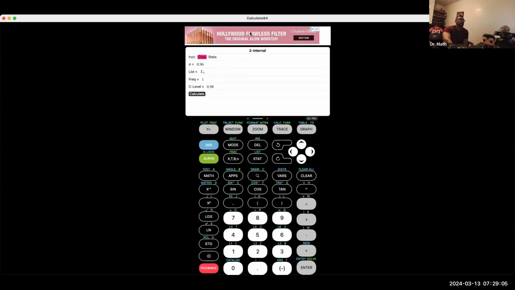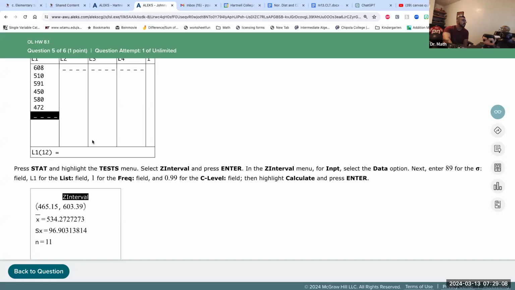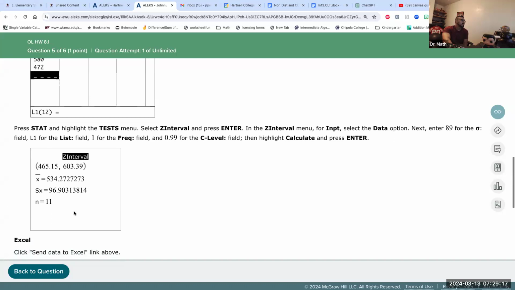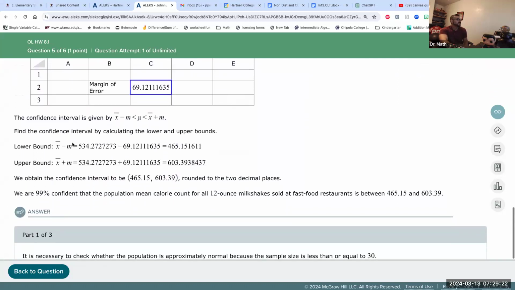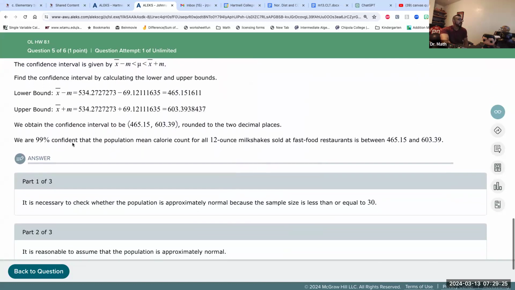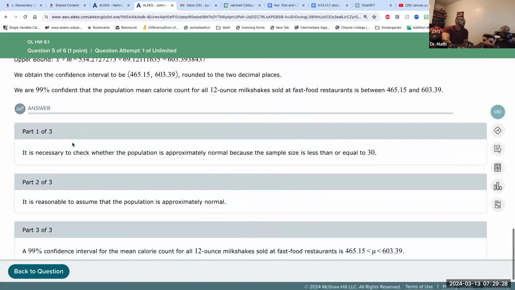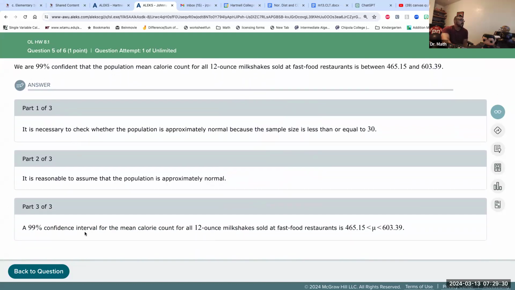All right, so let me go back to my other screen. So that's what they're doing here, right? They're walking you through that process. So you plug in everything and boom, they provide you with your confidence interval. So this is our confidence interval for, what was it, 98%, I believe. All right. Well, 99%. All right. So we say we are 99% confident that the mean calorie count for all 12-ounce milkshakes sold at this fast food restaurant is somewhere right inside here. So this interval is going to contain the true population mean.